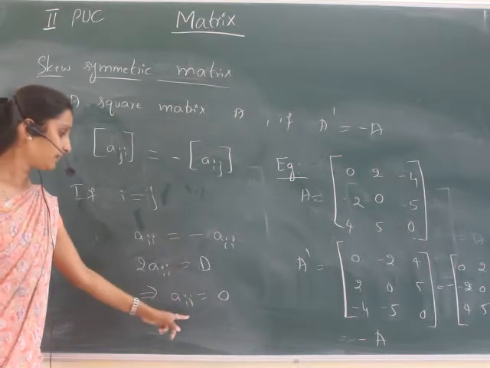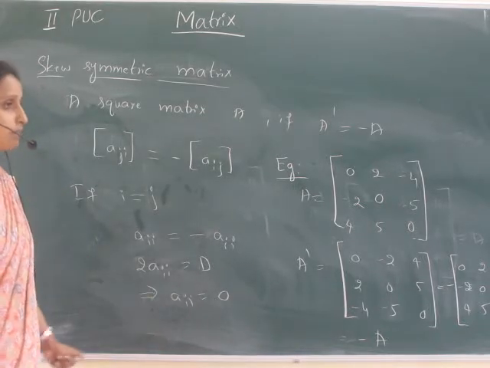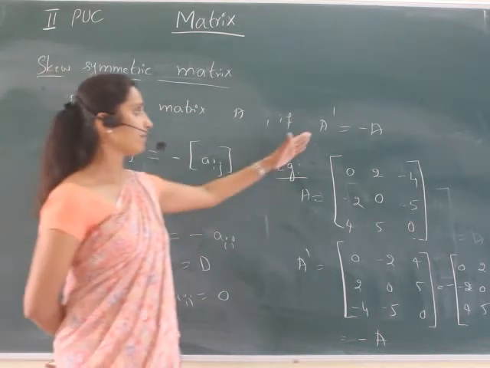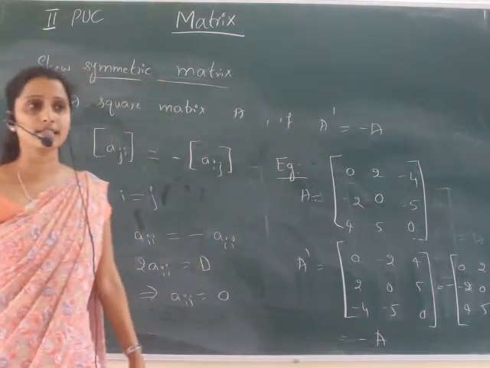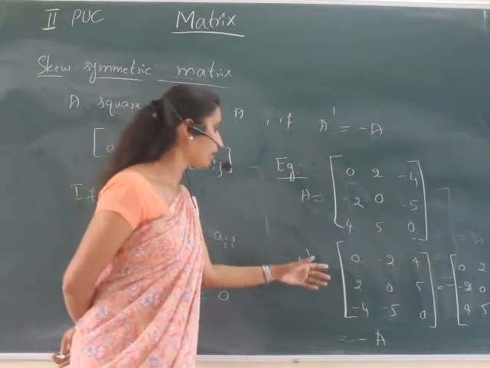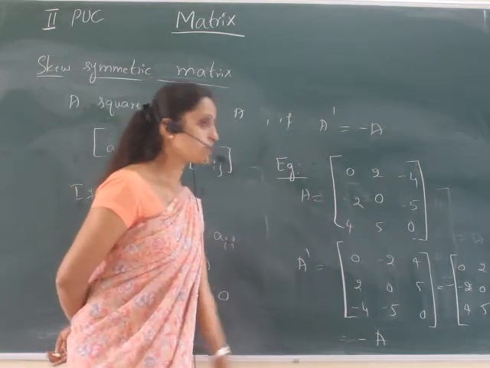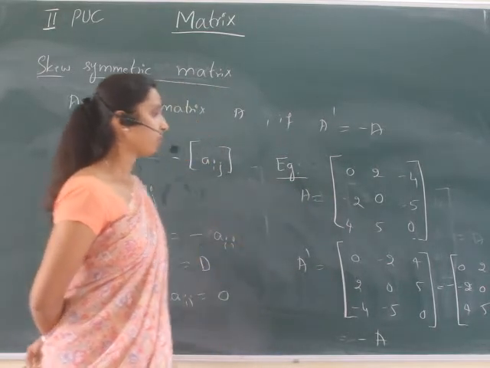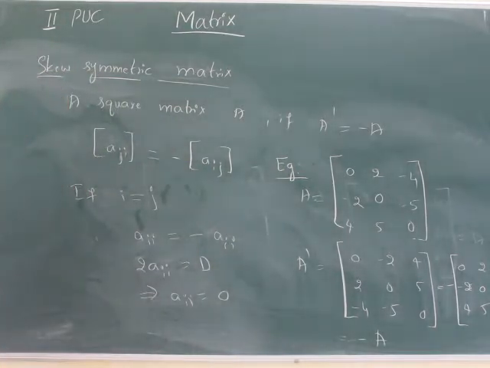So by considering these principal diagonal elements as well as the definition A transpose is equal to minus A, we can write the example like this. So this is one of the examples such that we got A transpose is equal to minus A.